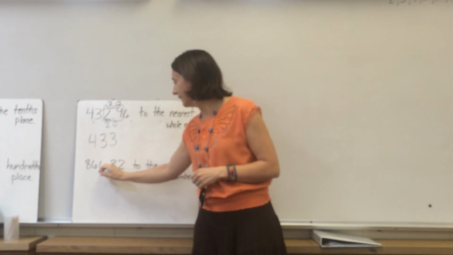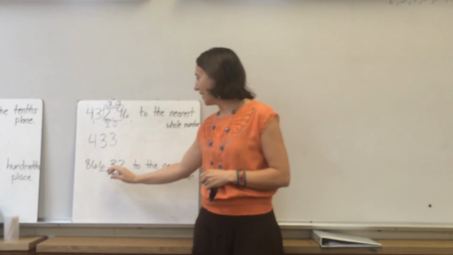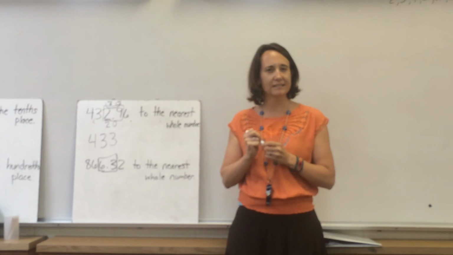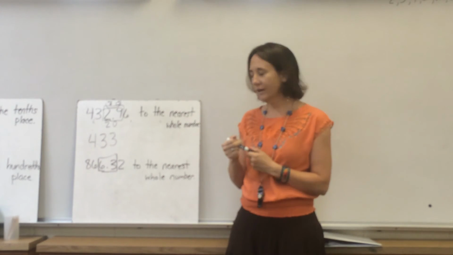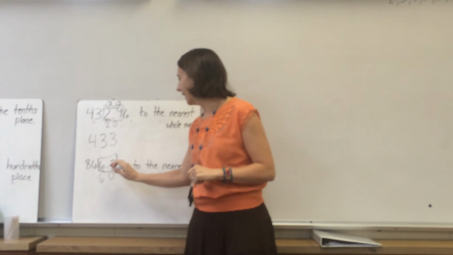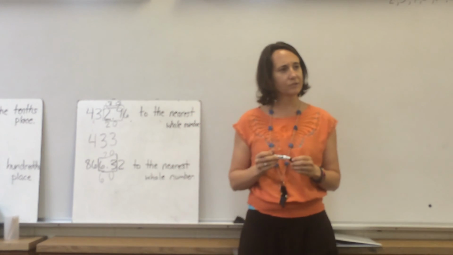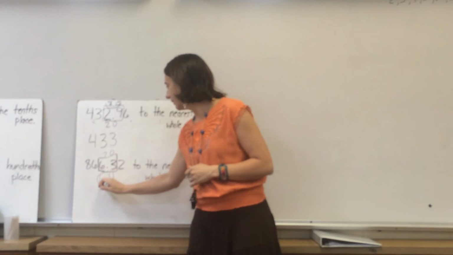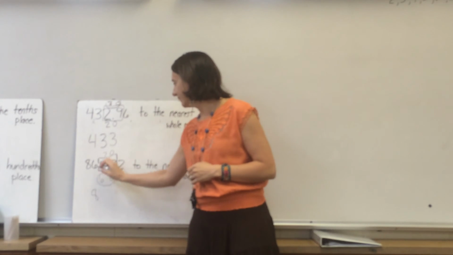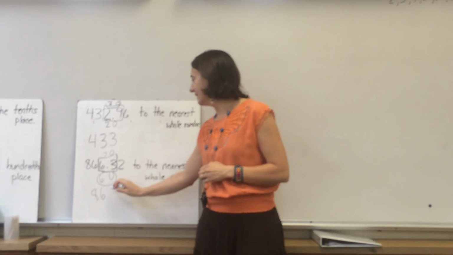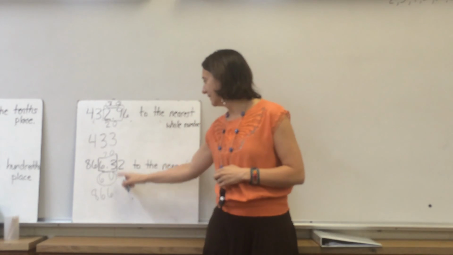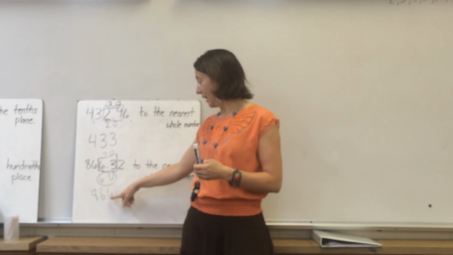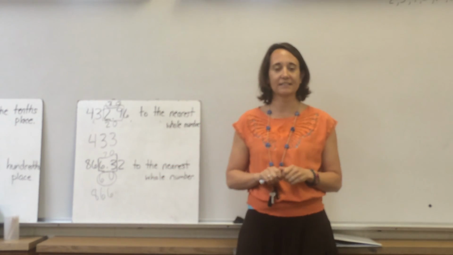So here's the ones place. We're going to box it in. We've got our number 63. What two tens is that in between? Good, it's in between the 60 and the 70. Which one's it closer to? It's closer to 60. Good. So that means the 8 stays the same, the 6 stays the same, and this is a 6. Everything else becomes zeros. So the nearest whole number is 866.